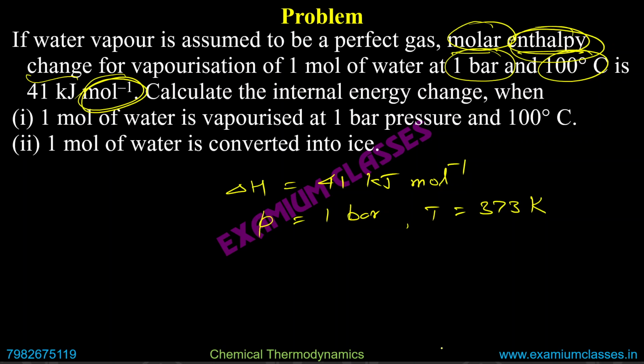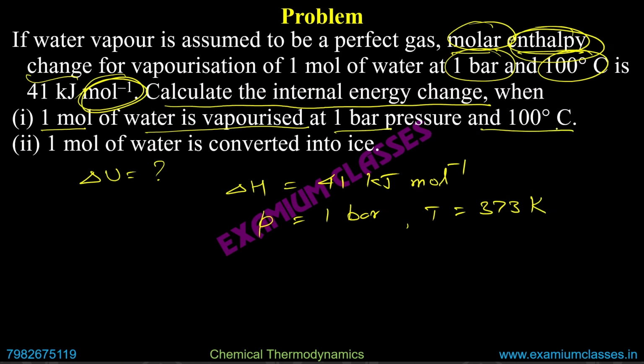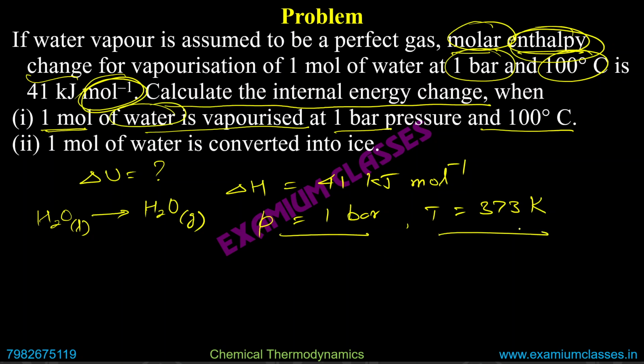The question is to calculate the internal energy change, meaning delta U, when 1 mole of water is vaporized at 1 bar pressure and 100 degrees Celsius. What's happening? 1 mole of water, which is liquid, is vaporized, meaning now it is in gaseous form. That is the first part of it. So pressure is given, temperature is given, delta H is given, delta U is to be obtained.